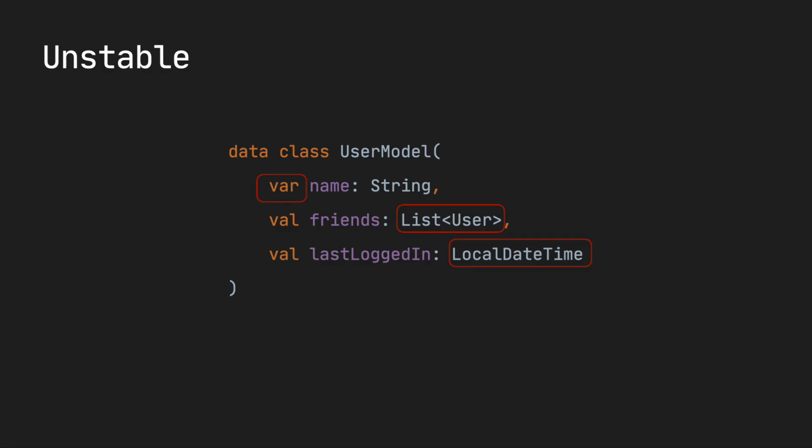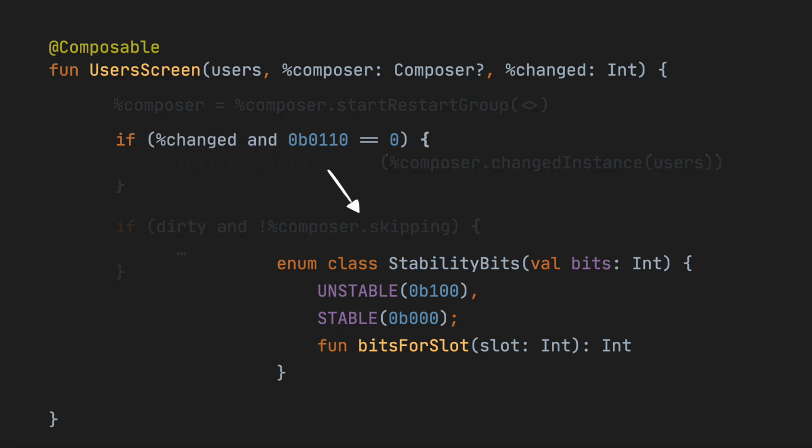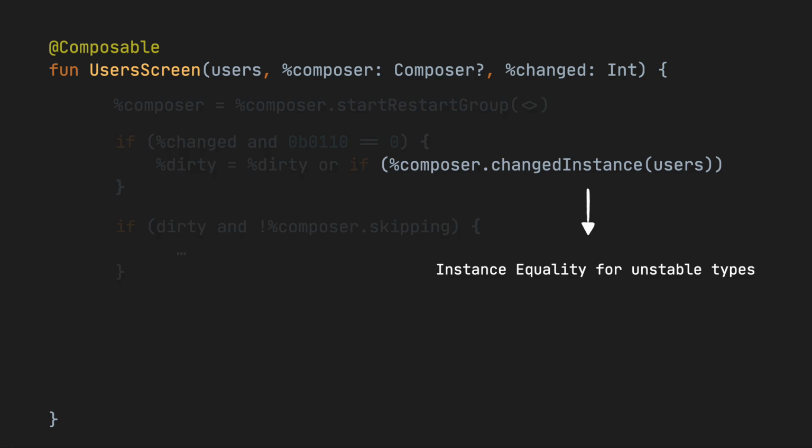What does that mean when you look at the transformed IR code? In the transformed IR code, what you'll see is that this bit masking logic gets affected, because when the transformer is going through all of your slots, it's looking at each type in each slot, and it's going to look at whether it's stable or not, and based on that, it's going to set stability bits, unstable or stable. And that has an effect on the skippability of a composable function. It also has an effect on how the composer is doing equality checks.